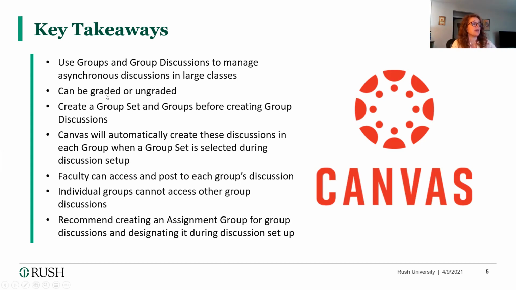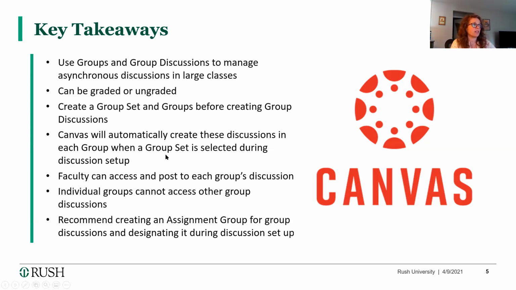These discussions can be, like the regular discussions, graded or ungraded. So again, you can create those discussions in your groups for the purposes of collaboration, but they do not have to be graded. As I mentioned before, you would need to create a group set and groups before creating group discussions. There is a function where you can just create that new category when you set up the discussion, but then it would not automatically create those individual discussions in each of the groups until you create the groups yourself. So there are a couple different ways to approach it. This is just the most efficient way.